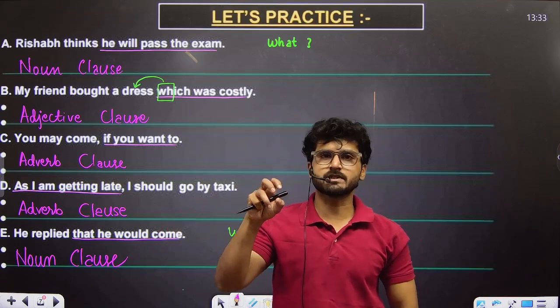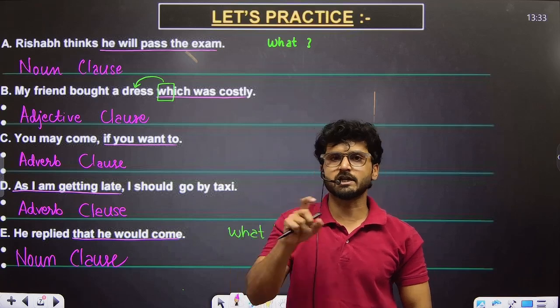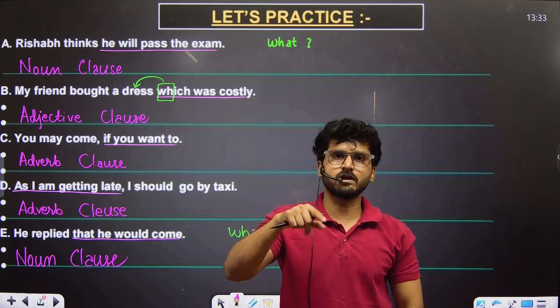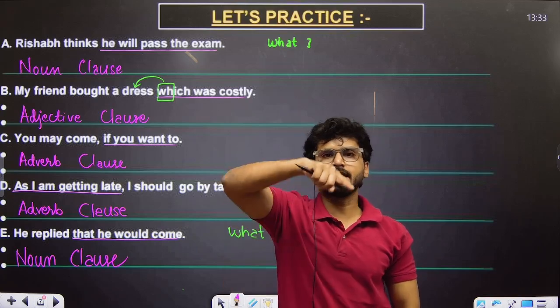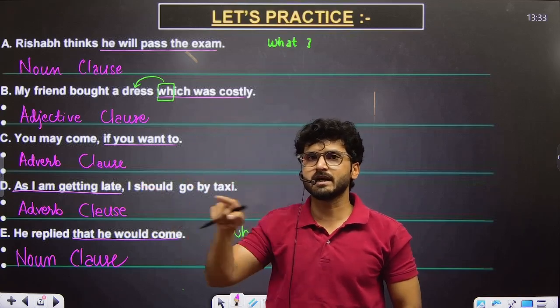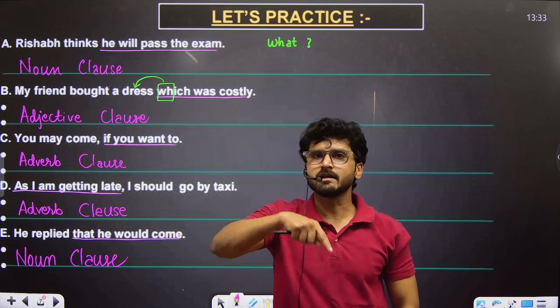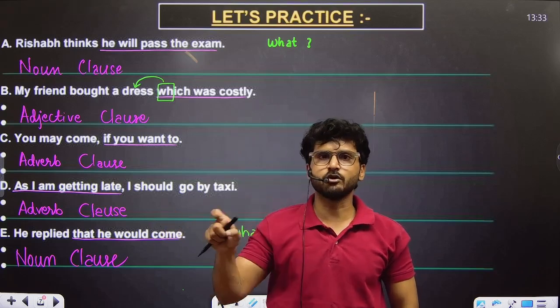If a WH word or a subordinating conjunction is present, then the previous word will be the noun or the pronoun, and the dependent part will be talking more about that noun or pronoun. That will be your adjective clause.